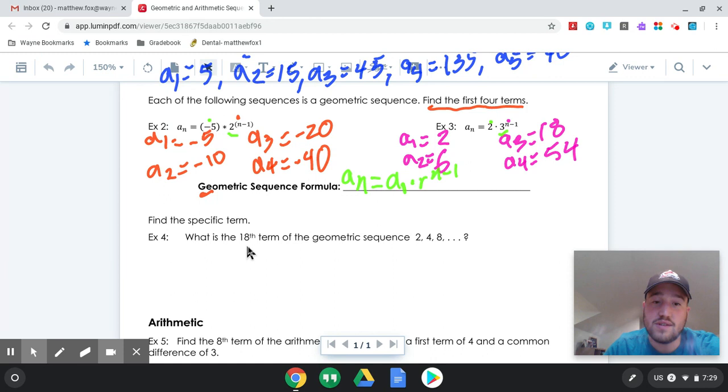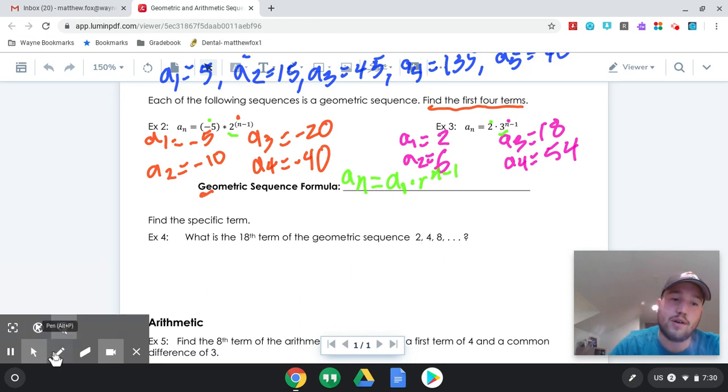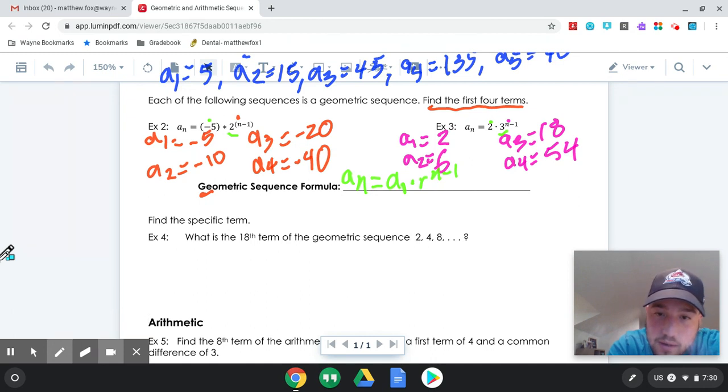Okay, so now, if we scroll down here, it says find the specific term. They want us to find the 18th term of this geometric sequence, 2, 4, 8. Now, because it's a geometric sequence, we know it's got to be consistent. So we have the first 3 terms. If it helps you, let's go ahead and label this. So that's a sub 1, a sub 2, and then a sub 3 is 8.